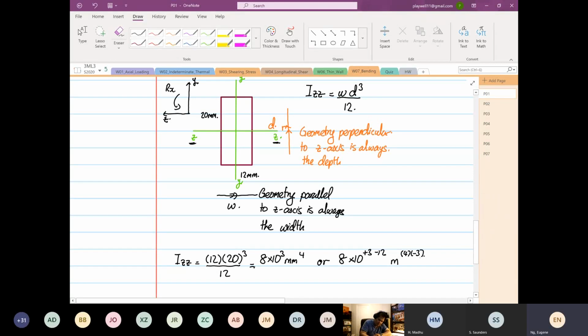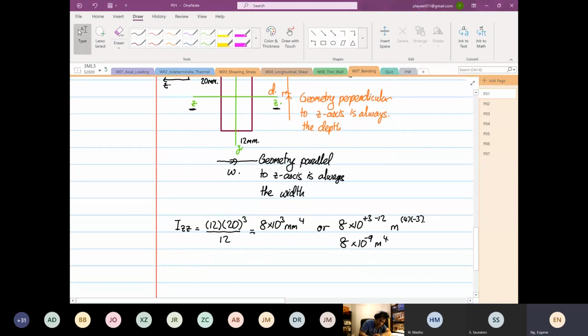That's why minus 12. So 4 times 6 is minus 12. So this will be 8 times 10 to the power minus 9 meter 4. So this is to help you in your unit conversion, if some of you are wondering.